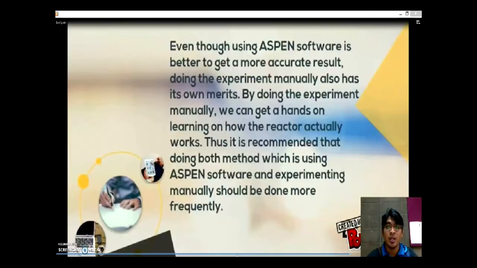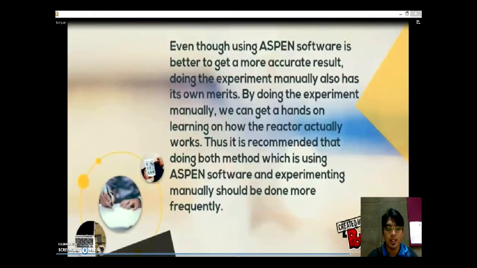Because by doing the experiment manually, we can get hands-on learning on how the reactor actually works. Thus, it is recommended doing both methods, using Aspen software and experimenting manually, more frequently so that we will have experience on how to get more accurate results and also on how to do the experiment, and understand the process of the CSTR itself.